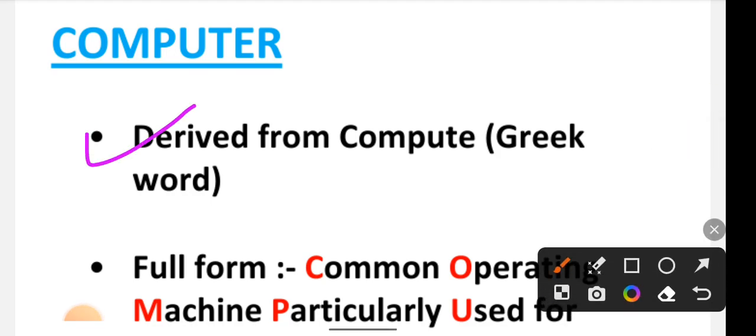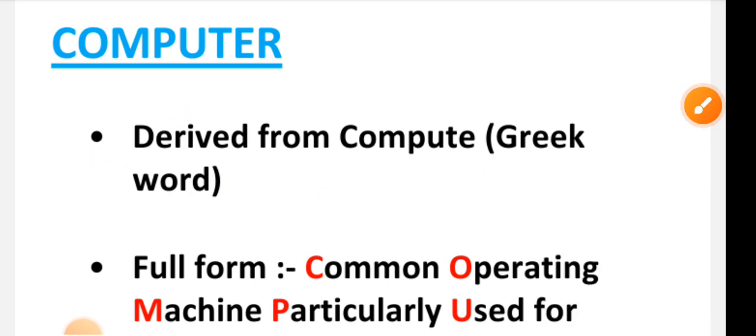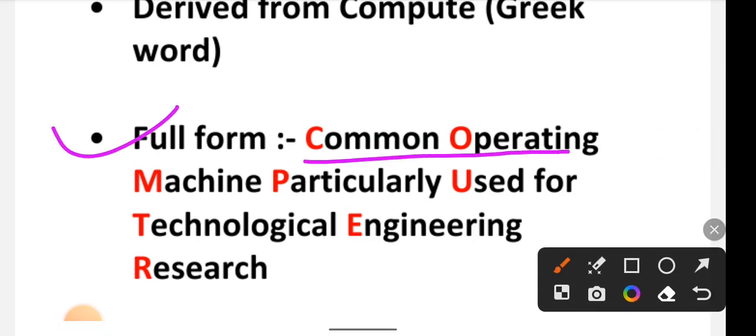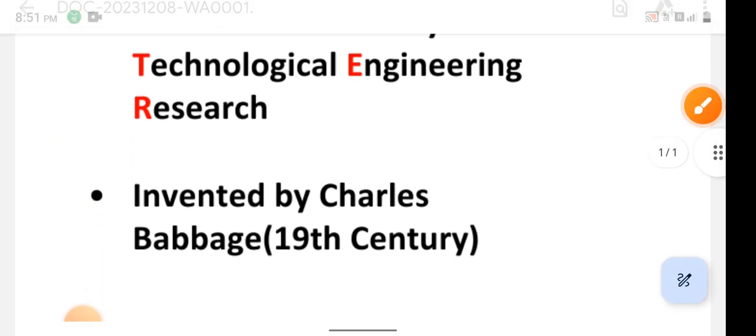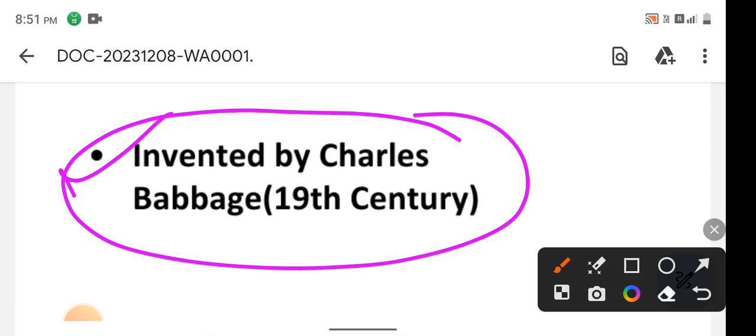First of all, I'll tell you about the computer. The word computer is derived from the Greek word compute, which means calculation. Now we are going to discuss the full form of the computer: common operating machine, particularly used for technological engineering and research. The computer was invented by Charles Babbage in the 19th century.